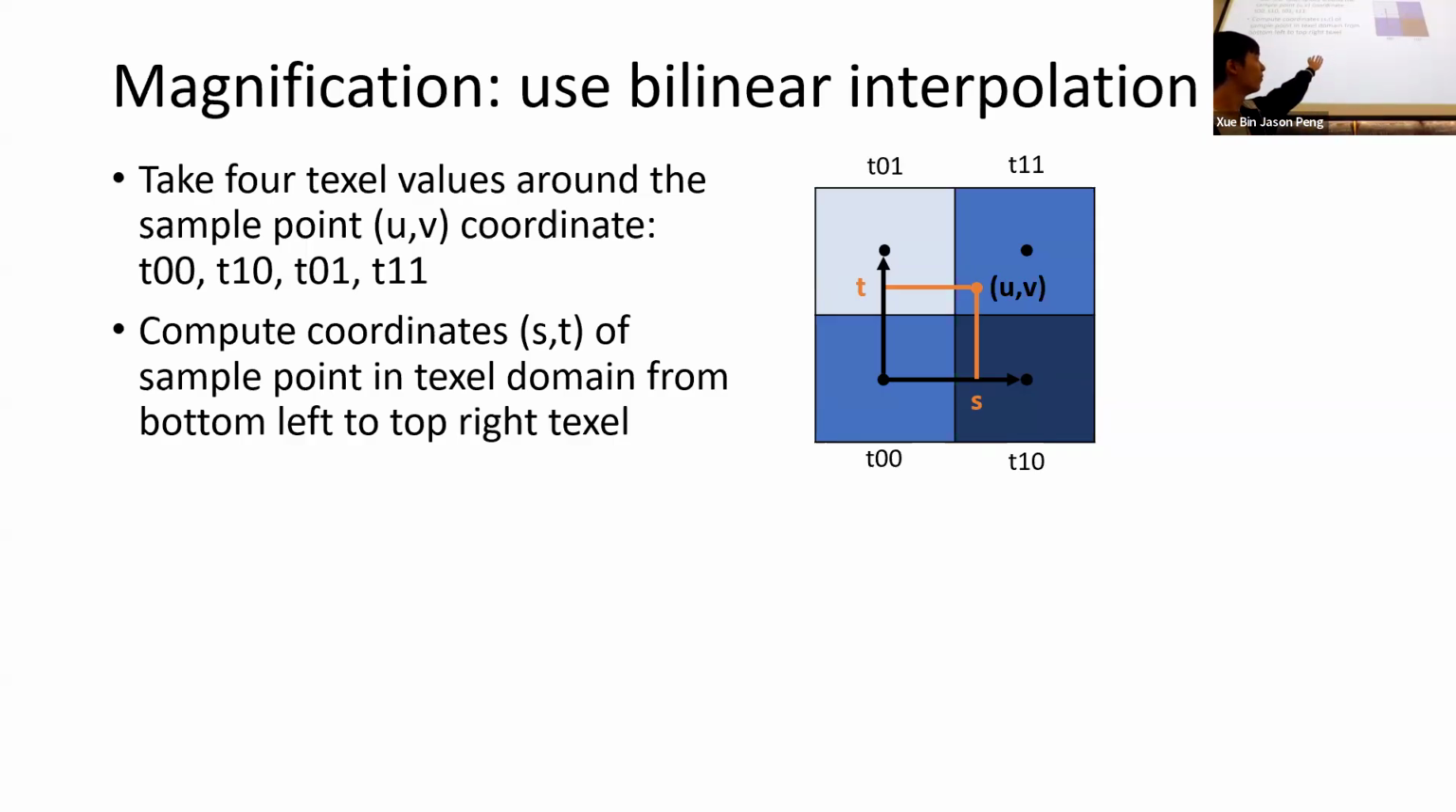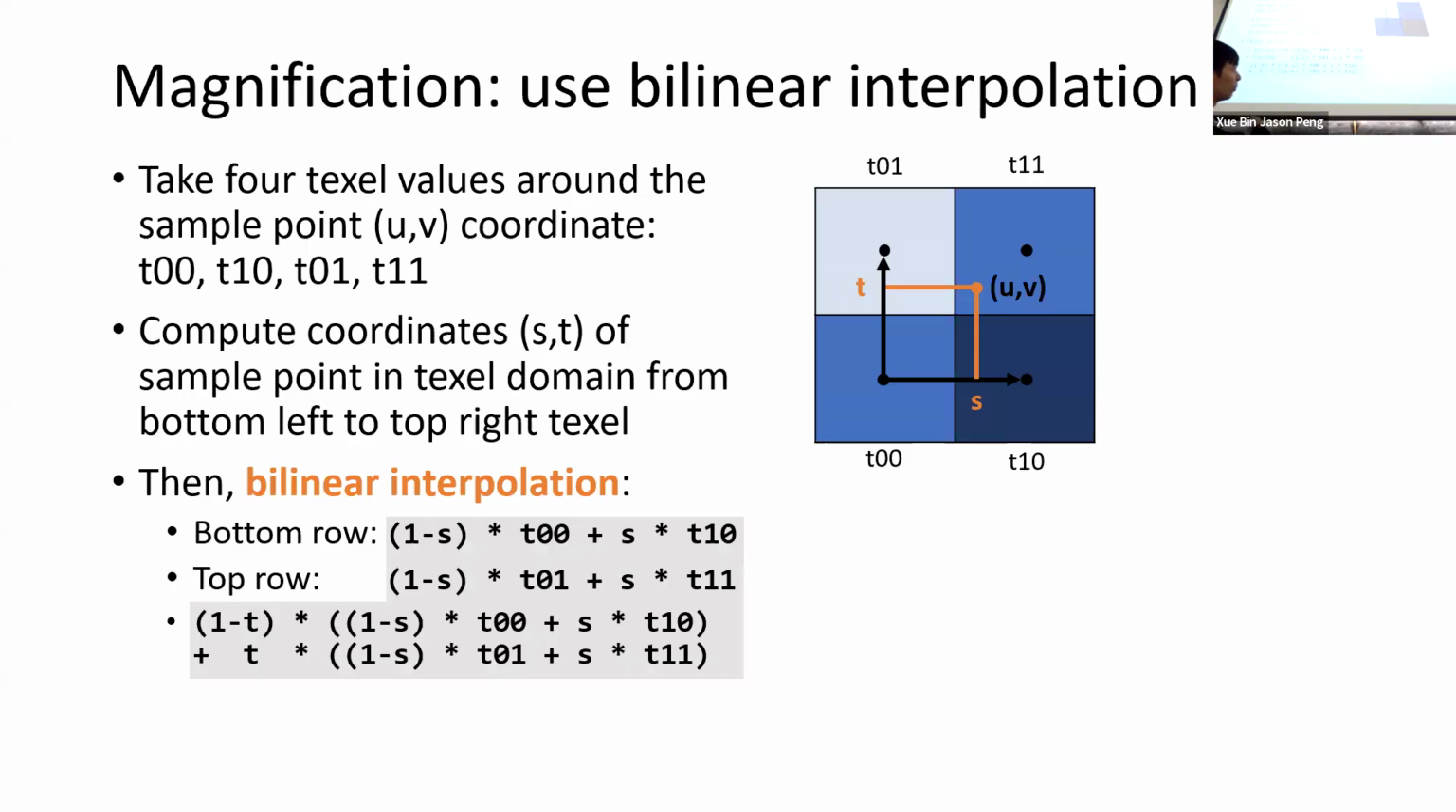So here, we're going to define a new set of coordinates, S and T, where 0, 0 is going to be on the bottom left pixel. And then as we move towards the top, the pixel on the top right is going to be assigned a coordinate of 1, 1. So given a point UV, we can map it into this new coordinate ST.